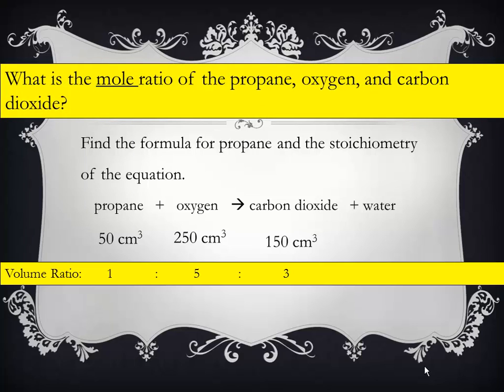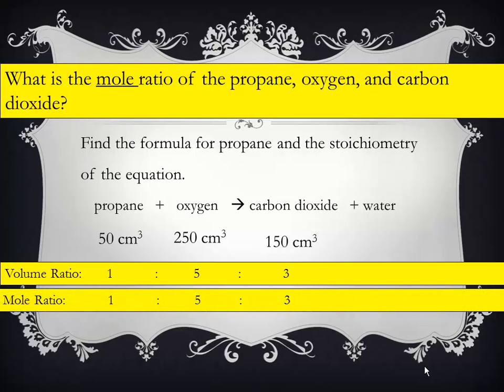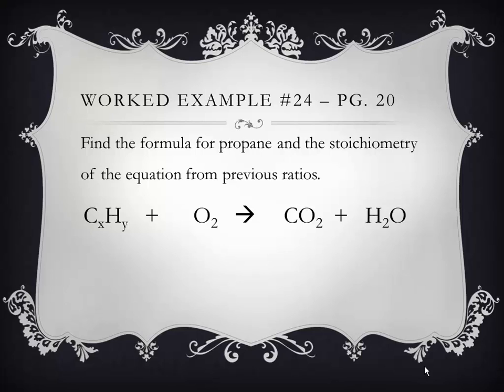So if you know the volume ratio, we know that the mole ratio is the same, 1, 5, and 3. Again, water is a liquid, so it can't be used. So from that information, we know it's 1, 5, and 3 as your coefficients. So we can do a little math to figure out what our formula for propane is and the other coefficient for water.